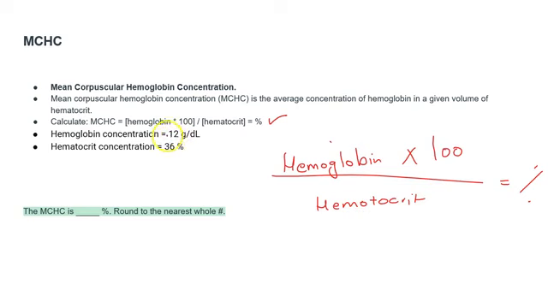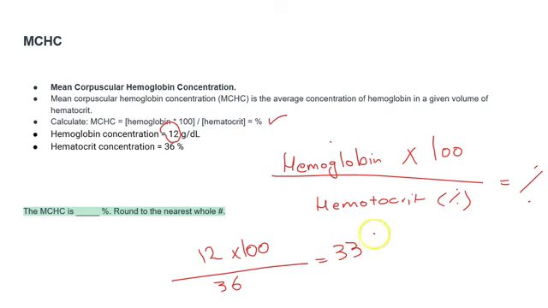The only thing that you have to do is to put in these numbers: hemoglobin concentration is 12, multiplied by 100, and then divided by 36%, which is the percent unit for our hematocrit. So we have 36. Then you calculate the MCHC for this example. You can use a calculator, and the MCHC for this example would be 33%.